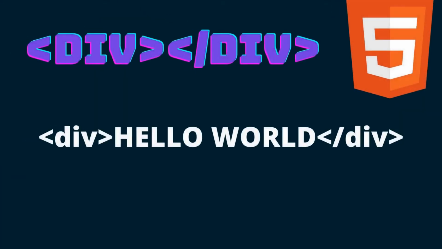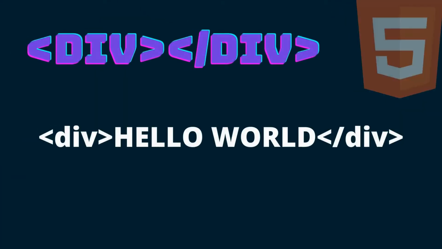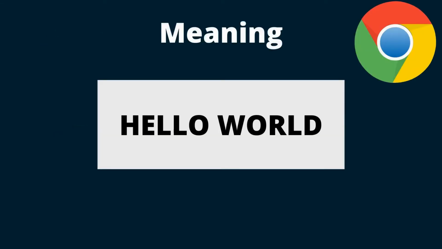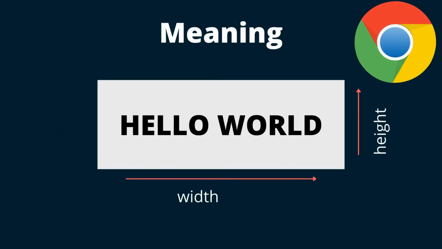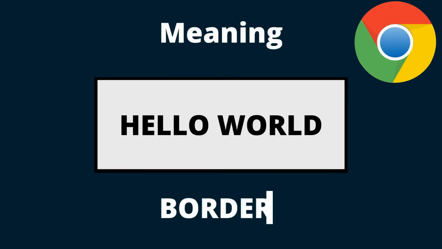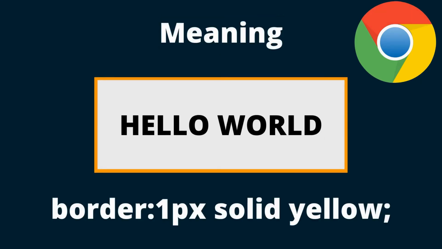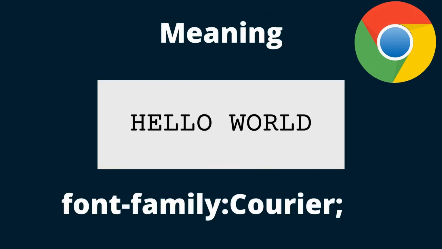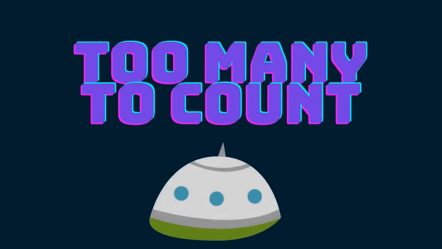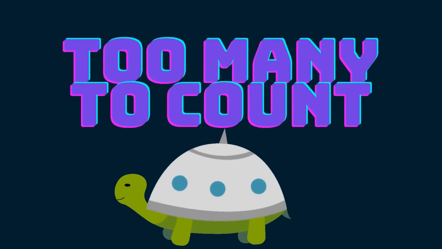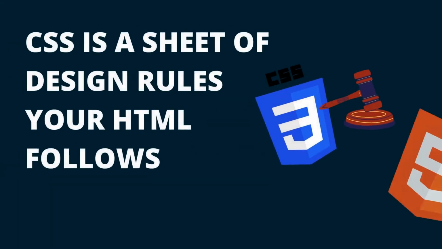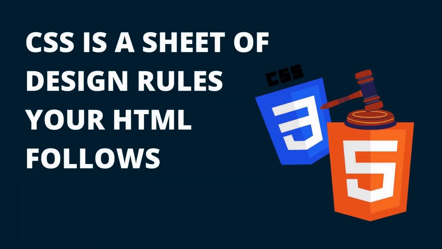Take for example, this div. It will look like this on the browser. It will have some width and some height. It can have border if you want. You can define what the border should look like. You can also define what font to use, like this. This is barely scratching the surface. There are heaps of other properties. CSS is where you design the rules for these properties to follow.